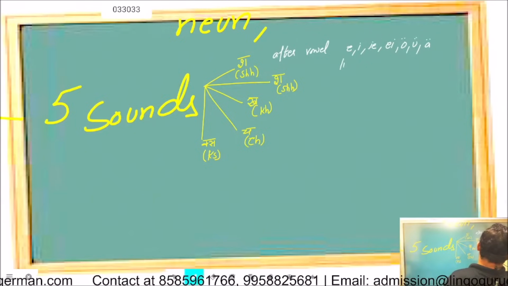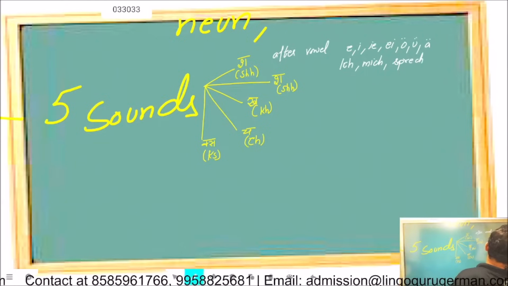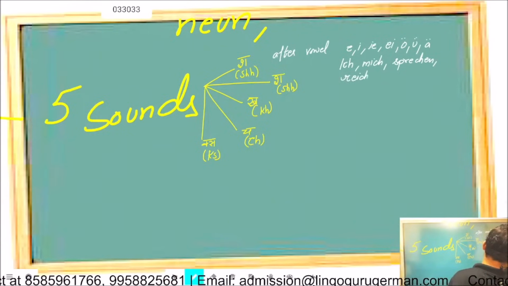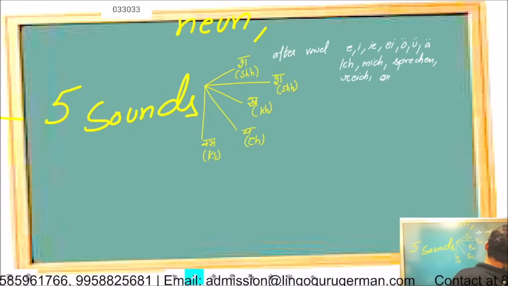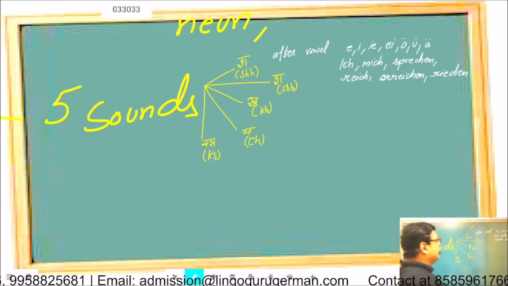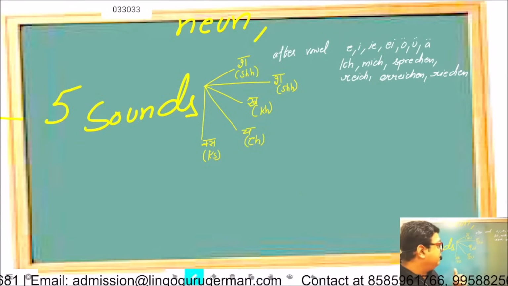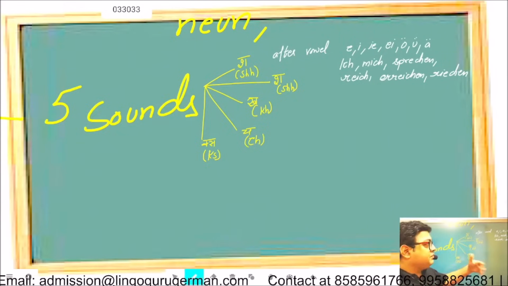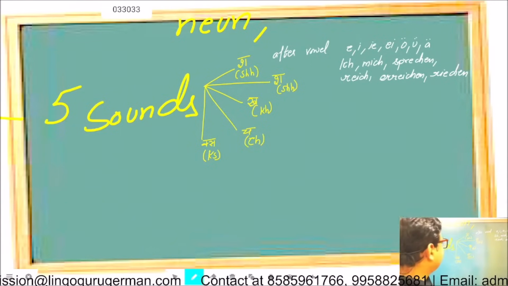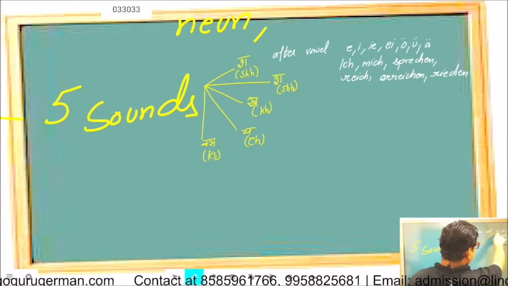For example, ich, mich, sprechen, reichen or reich, erreichen, riechen. This is very important for beginners because they struggle a lot at the beginning level, and by the time they reach B1 and B2, they are very much adapted to the wrong pronunciation and they are confused. So it's very important that you practice these things from the beginning, whenever CH is occurring after these vowels.